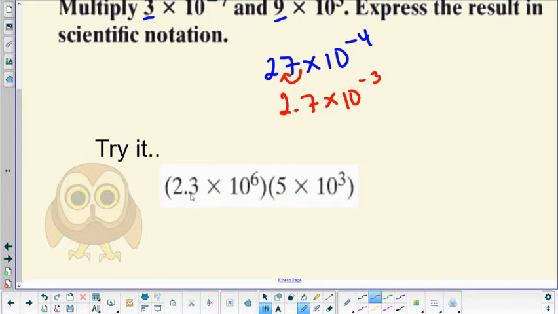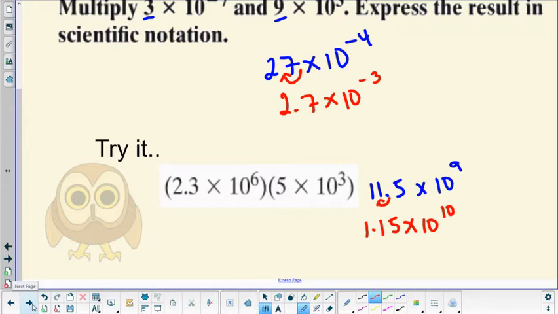All right, so let's see. When you do 2.3 times 5, you get 11.5. Times 10, if you add 6 and 3 together, we get 9. Okay, again, I noticed that 11.5 is too big. It has to be a single digit in front, not 2 digits. So I want to take my pen and slide 1 space to the left. So this becomes 1.15 times 10 to the, just like we did before, when you move left, you have to add 1 to it. So instead of being 9, it's going to become 10. Okay? Sometimes you have to fix it, sometimes you don't. It all depends on what your answer is.